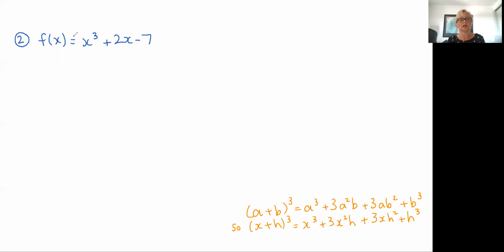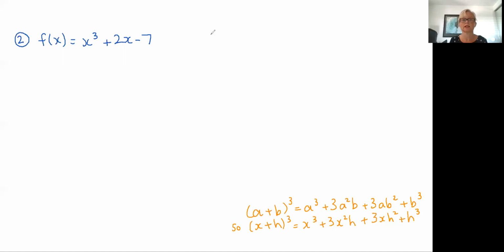In order to do this, we're going to need to know how to expand a cubic. Just a little reminder here, I've got it down the bottom of the page. a plus b all cubed is a cubed plus 3a squared b plus 3ab squared plus b cubed. So therefore, when we put in our x plus h all cubed, we're going to get x cubed plus 3x squared h plus 3xh squared plus h cubed. So just bear that one in mind.